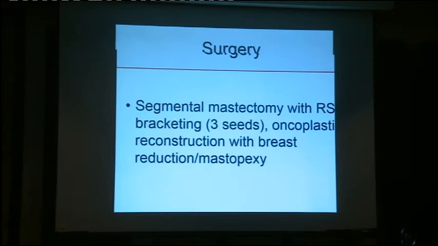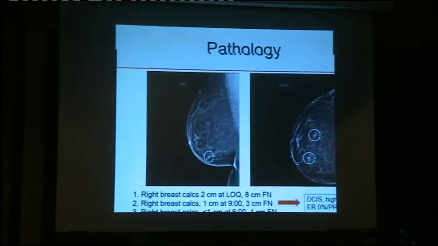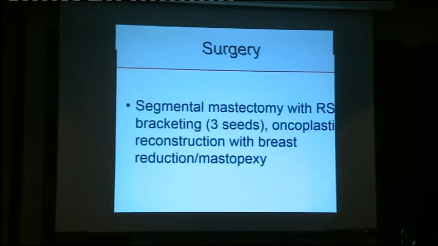And since she had a large pendulous breast, the plastic surgeon was involved, and they did an oncoplastic surgery where the lesion, after it is removed, breast parenchyma is turned around, so the shape of the breast could be saved. And one of the main problems about oncoplastic reconstruction is the margin evaluation, and going back to the positive margin is extremely difficult and technically very challenging.